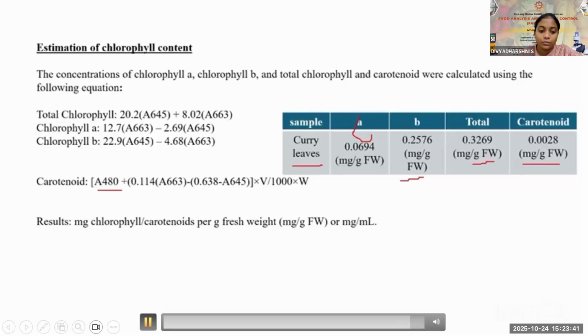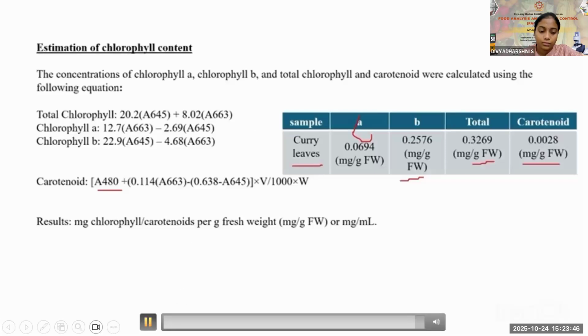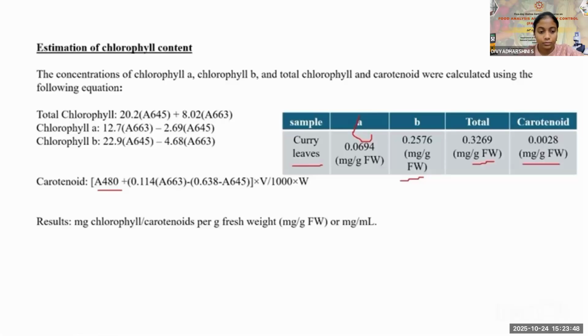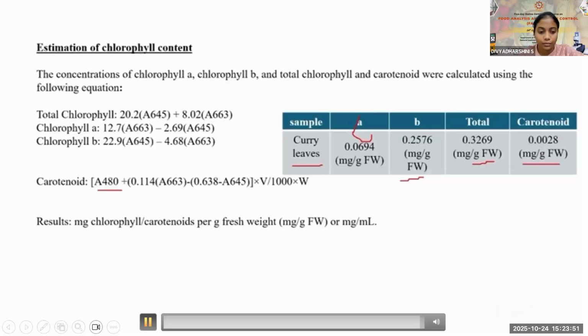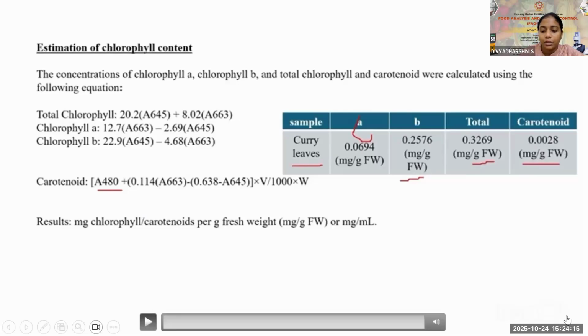So this is the estimation of chlorophyll content from the curry leaves. This is the acetone extraction. There are different types of extraction, so I have explained the acetone extraction. So that's it for the estimation of chlorophyll content using acetone extraction. And here we can see in the results itself, this is curry leaf, so the chlorophyll will be higher. So we can see total chlorophyll will be 0.3 mg per gram, but the carotenoid is 0.0028. So here itself we can see the differences in the results. So we can write accordingly.